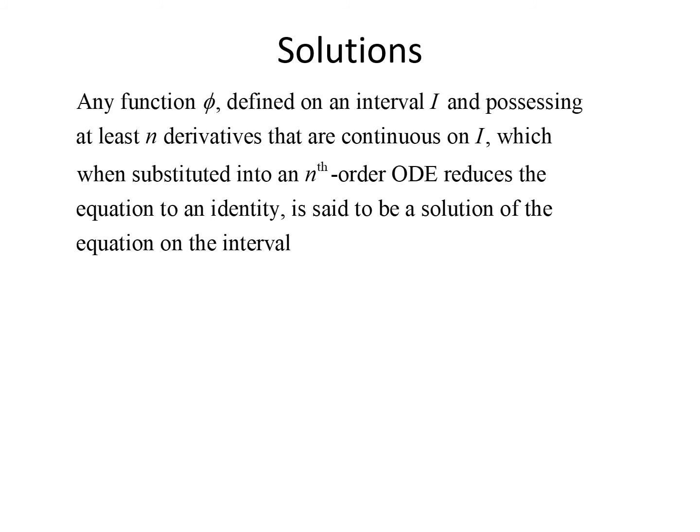Ultimately, that's what we want to get to in this course: we want to be able to find the solutions of our differential equations. And so in this section, we're going to talk about what a solution is and how we can show that something is a solution. So by definition, any function phi defined on an interval I and possessing at least n derivatives that are continuous on I, which when substituted into an nth order ODE, reduces the equation to an identity, is said to be a solution of that equation on the interval.